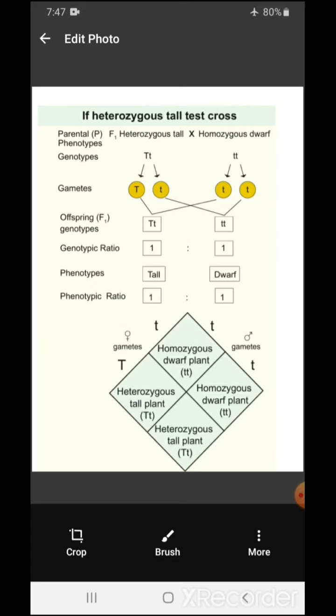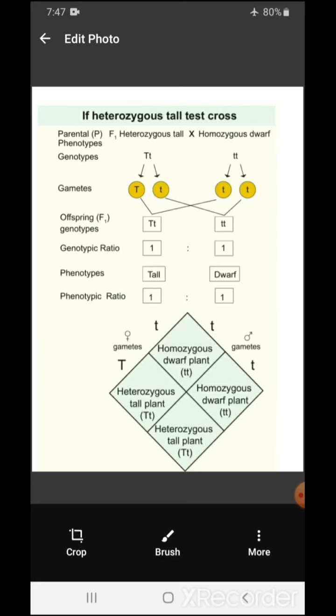Now, these produce the offspring, capital T, small t. That genotype, capital T, small t, represents the tall plant. Small t, small t represents the dwarf plant. So in the test cross, the genotypic ratio as well as the phenotypic ratio are equal. That is nothing but 1:1. What is the test cross ratio? 1:1. It is the monohybrid test cross ratio.